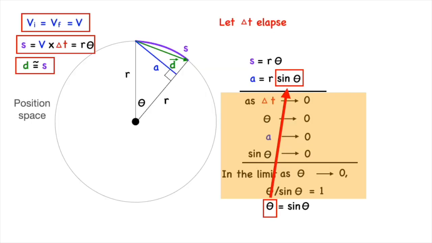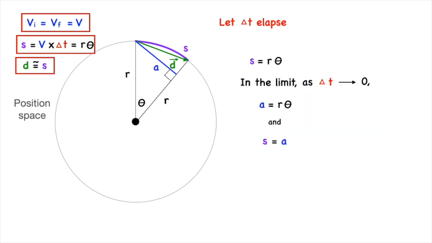So let's substitute theta for sine theta as shown and summarize. In the limit as delta t goes to 0, A equals r theta, and therefore S equals A. What about D? Well, D is sandwiched in between A and S. It can never be more than S nor less than A. So we conclude S, A, and D are all equal in the limit. In modern-day formal terms, this proof is an application of the squeeze theorem.